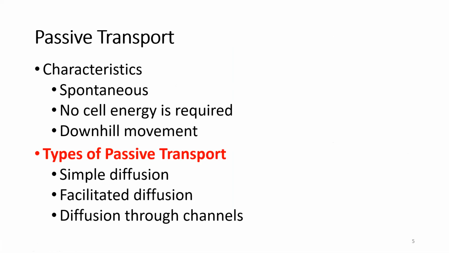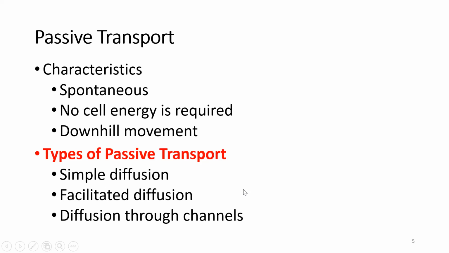We've got simple diffusion, and simple diffusion doesn't require anything. It's simply moving across the membrane. We think about things like oxygen, carbon dioxide, uncharged particles, lipophilic, hydrophobic, or nonpolar particles that can go right through the membrane without any type of facilitation, without any transporters, without any channels. And so that's what we call simple diffusion across the membrane.